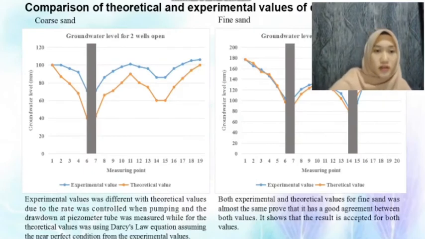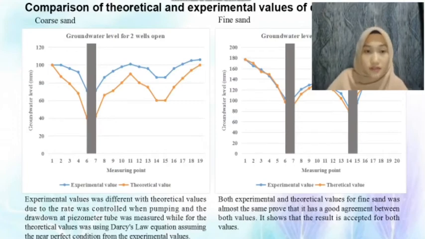So this is the comparison of theoretical and experimental values of drawdown between coarse sand and fine sand. For the first case, which is groundwater level for 2 wells open, as we can see here, for the coarse sand the graph shows that the experimental value was different from the theoretical values because during the experiment the rate was controlled when pumping and the drawdown at the piezometer tube was measured, while the theoretical value was using the Darcy's law equation that assumes near perfect conditions compared to the experimental values.